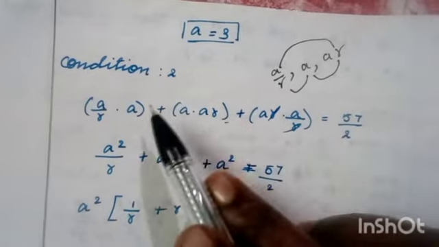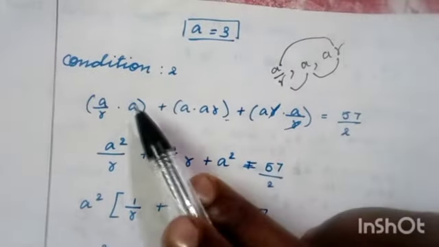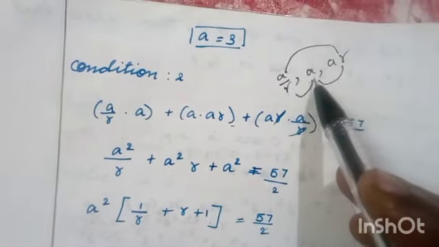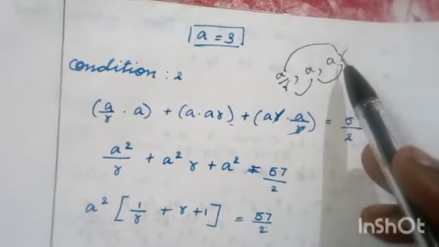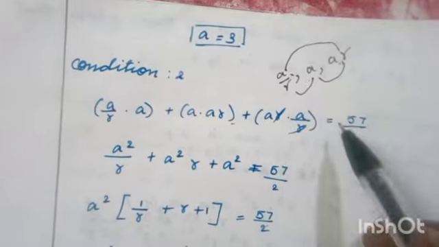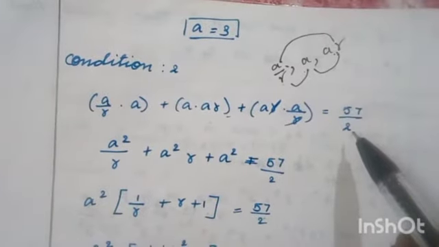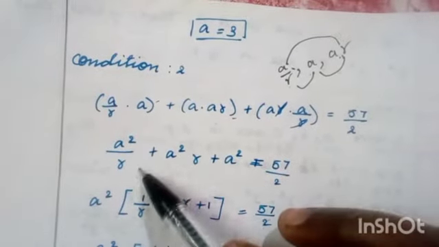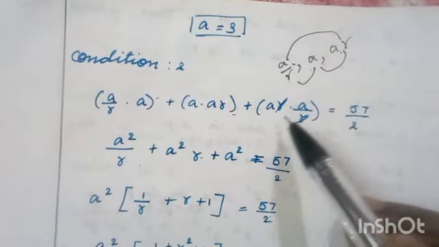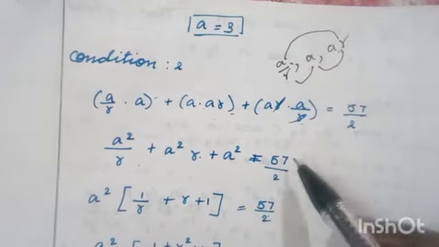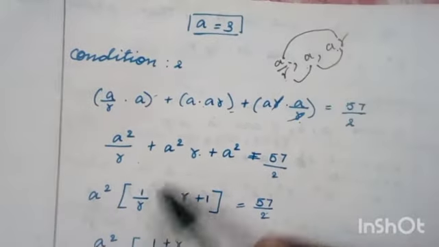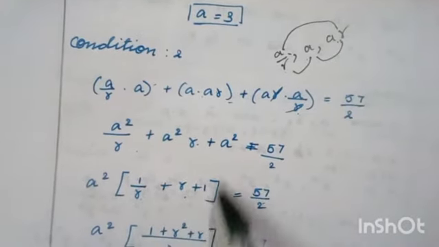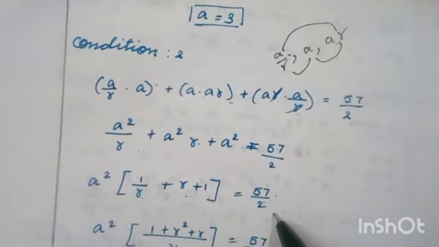You don't need to write the statement, just directly write the three terms: a by r into a plus a into a r plus a r into a by r equal to 57 by 2. This is the meaning of the second condition. So a square by r, a square into r, the r cancels, it is a square equal to 57 by 2. In these three terms a square is common, so 1 by r plus 1 equals 57 by 2.